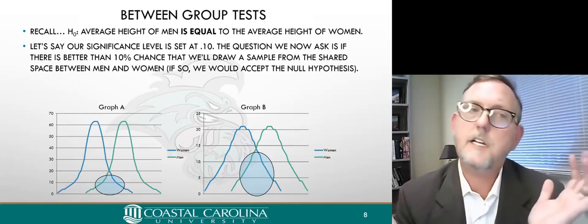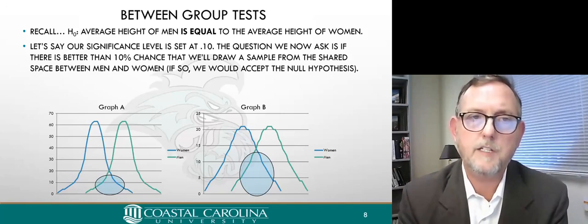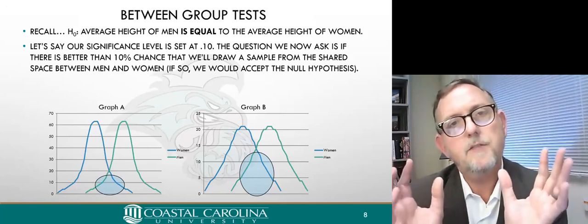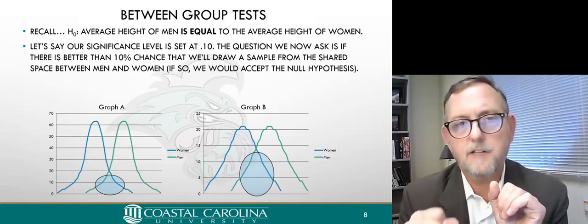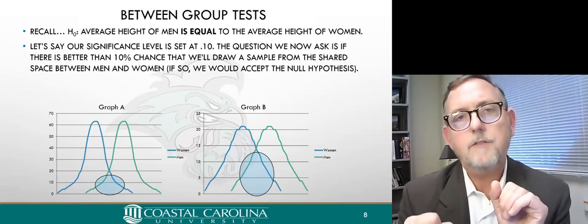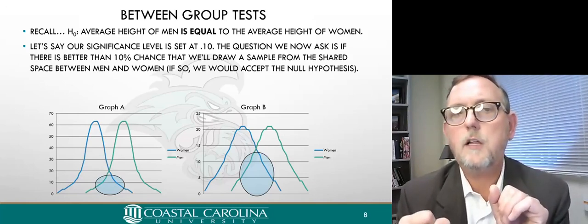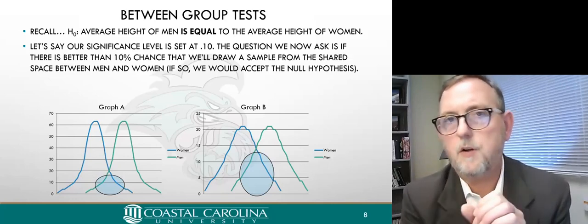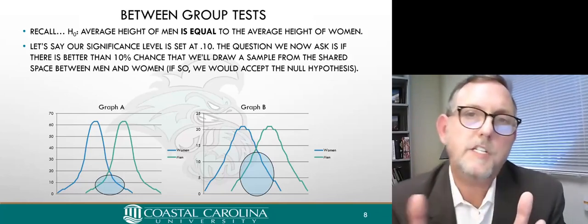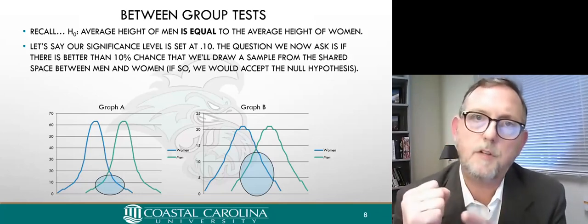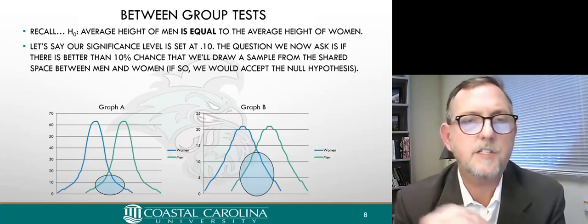So let's say our significance level is 10%, 0.10. And so basically, if I took a random draw, the question that we ask when we set that significance level is, do we have a better or worse chance than 10% that we'll draw a sample from the shared space? So again, my question is, when I draw a sample, what is the probability that that sample is going to come from the shared space versus the non-shared space?